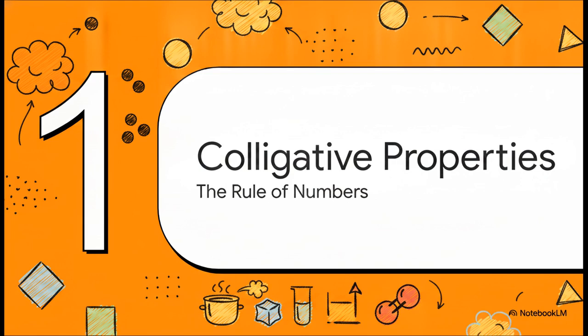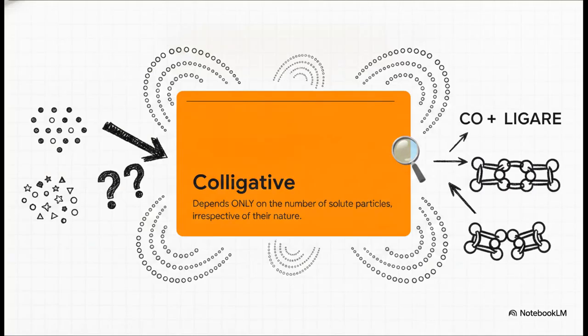Okay, Section 1. What are colligative properties? The rule of numbers. Before we get into the math, we really need to define the core principle that unites all 4 of these distinct physical phenomena. You know, the secret is actually hidden right in the name itself. The word colligative comes from the Latin roots co, meaning together, and ligare, meaning to bind. So these are properties that are bound together by a single inescapable rule. And that rule is they depend entirely on the collective quantity of the solute. It is the ultimate rule of numbers.